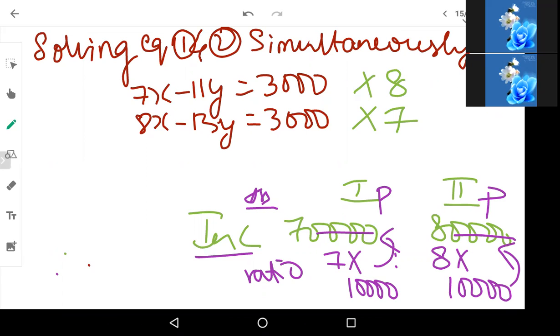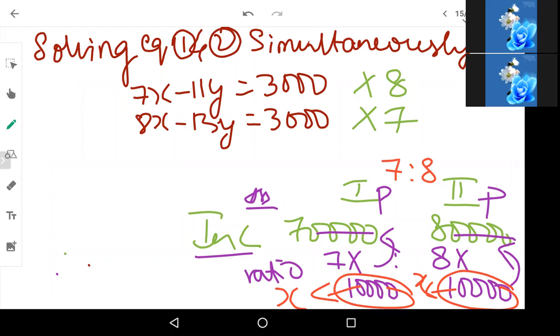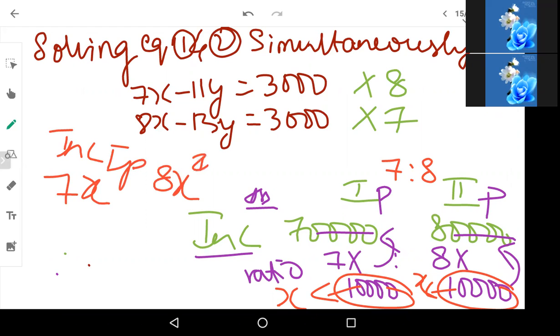Right? Now, here what we are doing in this problem is, we don't know what this 10,000 is. We don't know whether you have to multiply by 10,000, 20,000, or 50,000. We don't know. So we are assuming this to be x. Whenever you have a ratio already expressed, we will take 7x. 7 into x is the income of the first person, and 8 into x is the income of the second person.